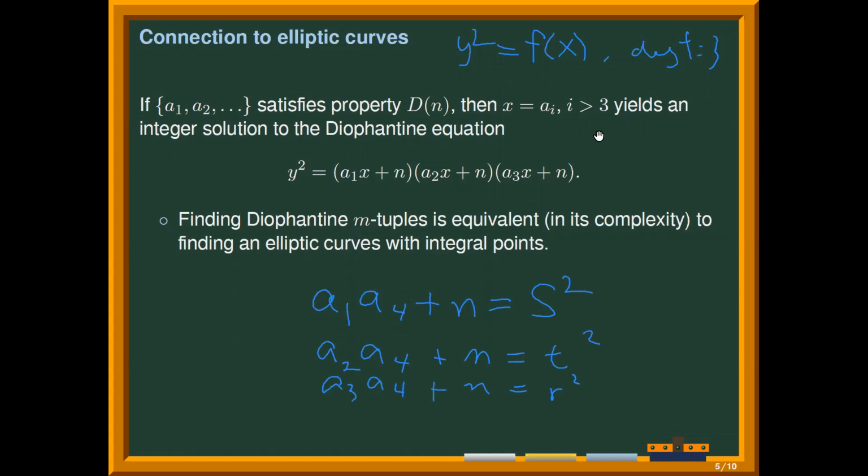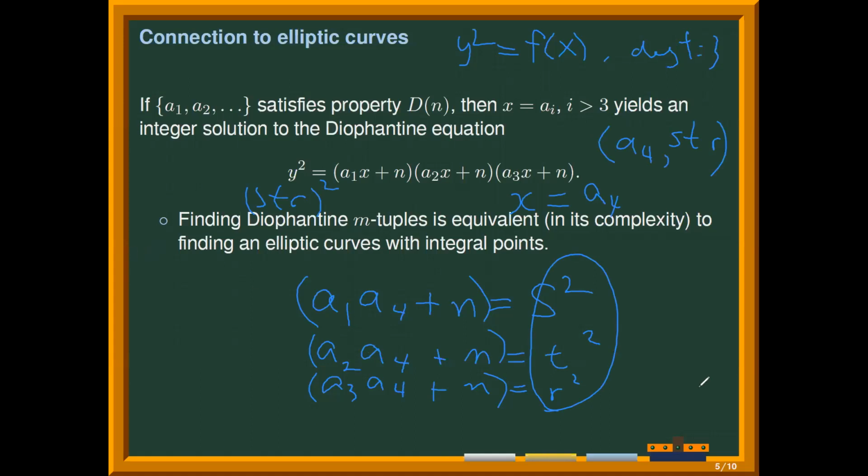Because of that, if you multiply all those things, what you get is (str) squared on the left-hand side. And that's how your x, when it's equal to a4, will give you an integer solution of this elliptic curve. Namely, the integer solution should be y equals s times t times r. So that would be an integer solution of this elliptic curve.